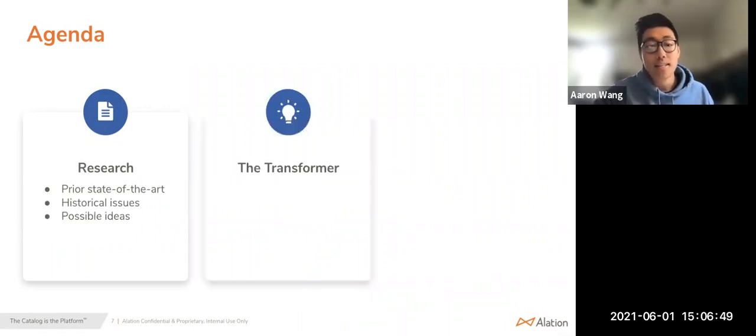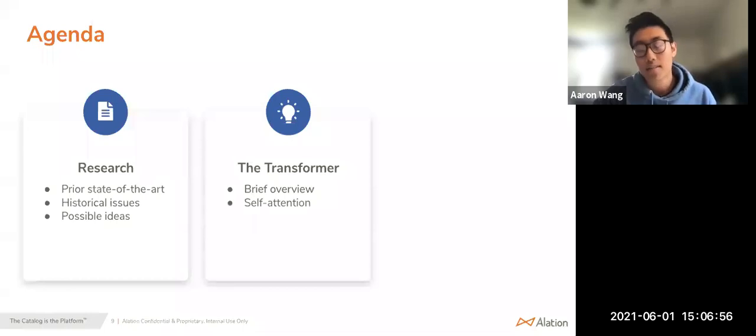This will lead to us actually talking about the transformer, a brief overview of the transformer, this idea of self-attention, right? The name of the paper is called Attention is All You Need, right? What does that really mean? As well as some other key differentiators of the transformer model architecture.